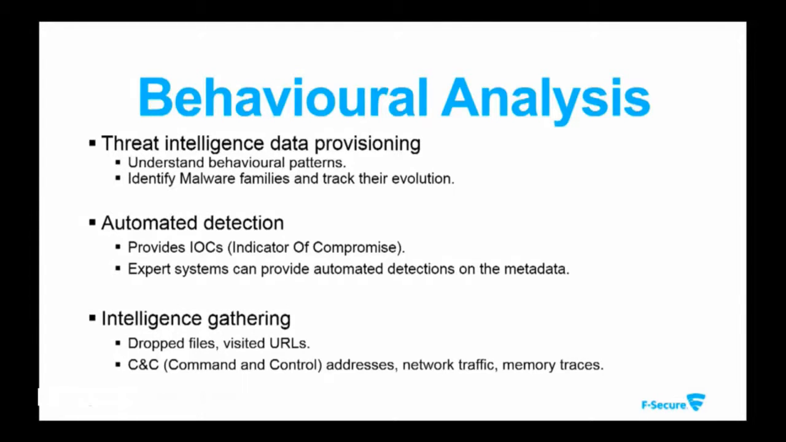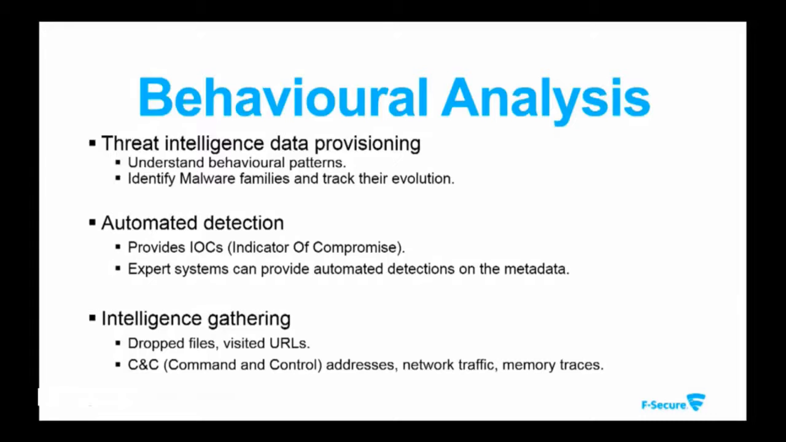You can build automated detection based on what we call indicators of compromise. Indicators of compromise, we're going to see some examples later on, are events or traces within a system or a network which clearly show that there's something wrong. And you can analyze these indicators of compromise, cluster them, and come up with conclusions, with detections. And then also, we can do a lot of intelligence gathering, which might not be strictly related to that specific sample, but it's very important for us.